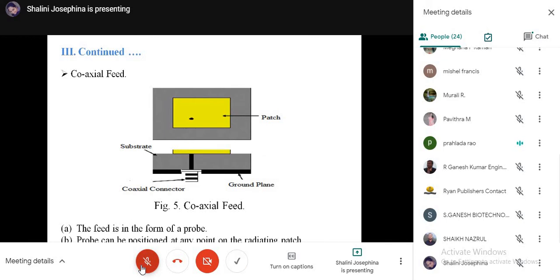Now what is done in this coaxial feeding mechanism is the inner conductor of the coaxial cable is connected to the radiating patch, and the outer conductor of the coaxial cable is connected to the ground plane. The advantage of this probe feed method is that the probe can be positioned anywhere on the radiating patch to get a good impedance match.